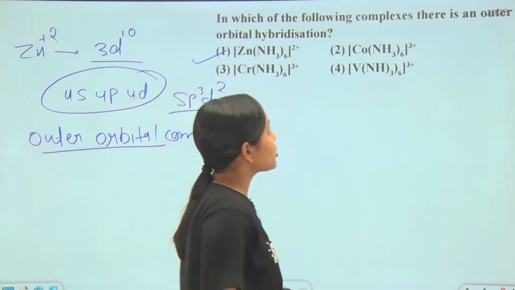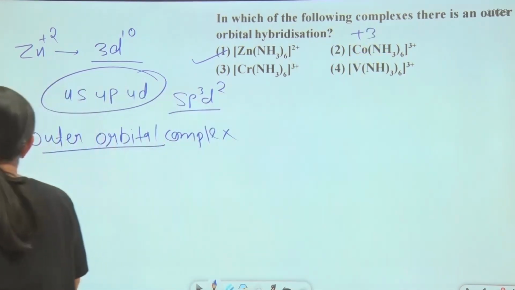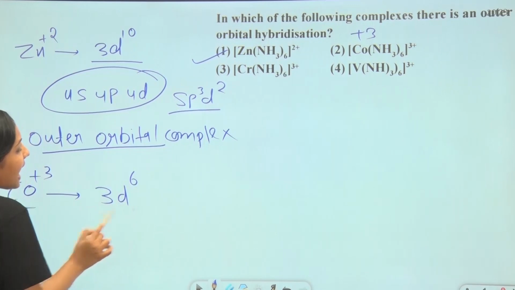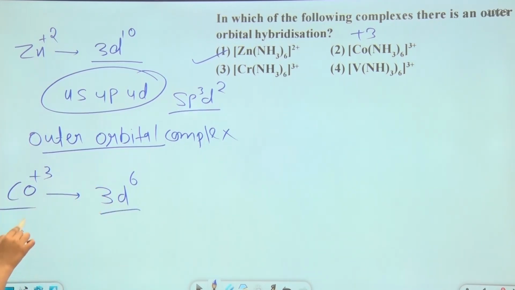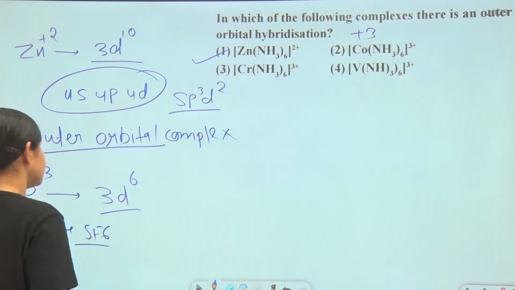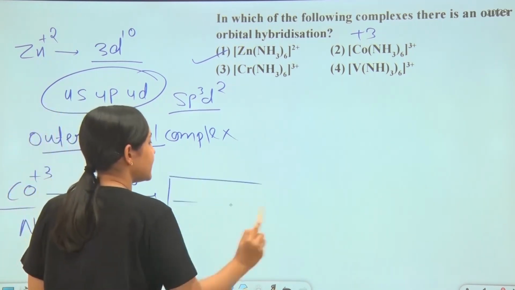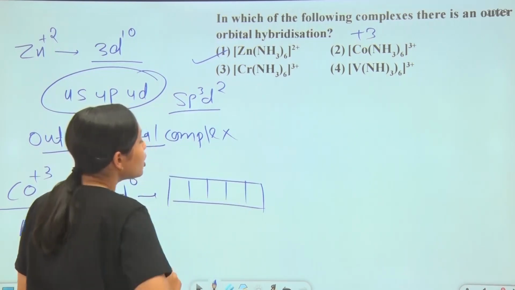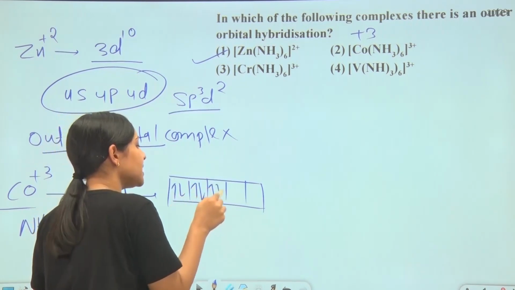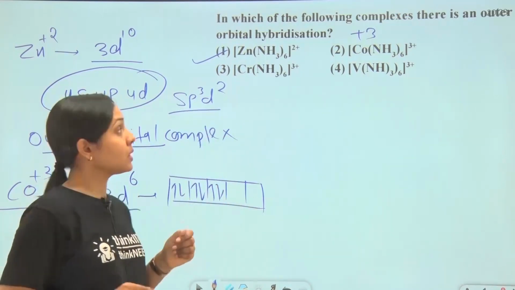Now coming to [Co(NH3)6]3+. In this complex, cobalt has a +3 oxidation state, so the electronic configuration will be 3d6. NH3 is a strong field ligand. So if it is a strong field ligand, pairing is possible, and if pairing is possible, then you can see that 2 inner orbitals are available, right? So that's why it will be an inner orbital complex.